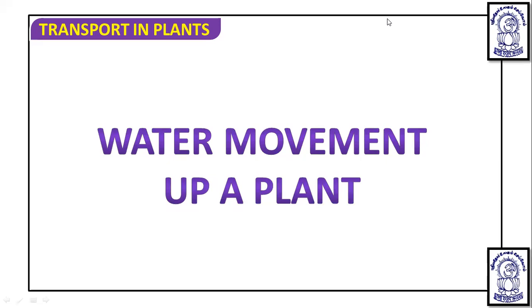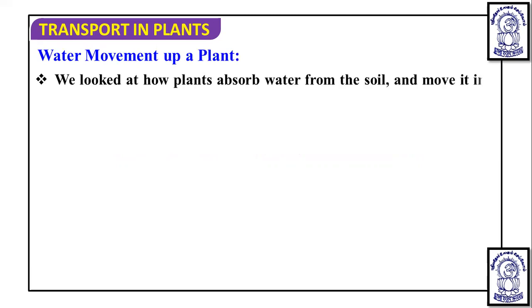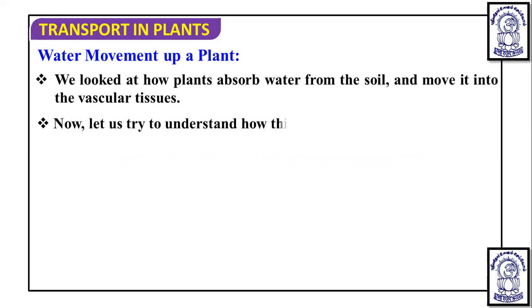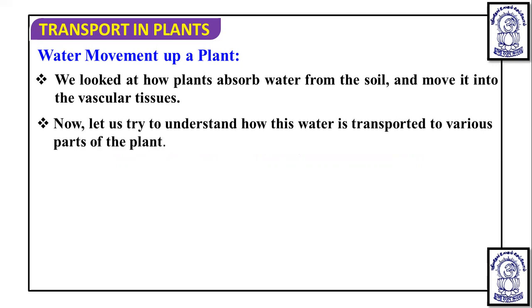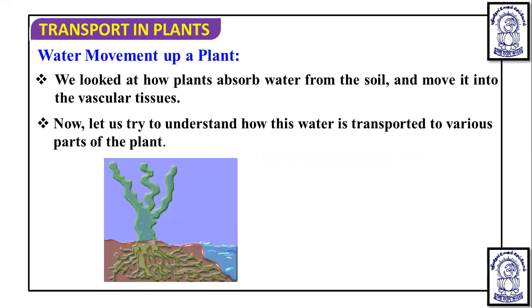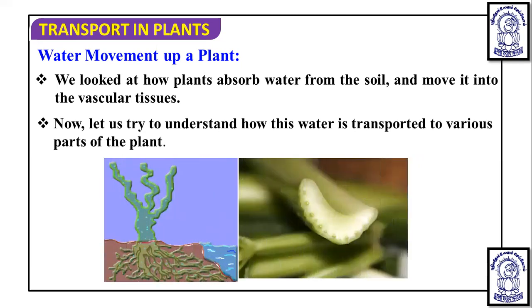Now after water and minerals reach the root xylem, how they are moved to the upper parts or aerial parts of the plant, that we are going to discuss here. That is water movement up a plant, meaning how water moves in the upper side of the plant. We looked at how plants absorb water from the soil and move it into the vascular tissue, that we have discussed. Now let us try to understand how this water is transported to the various parts of the plant.